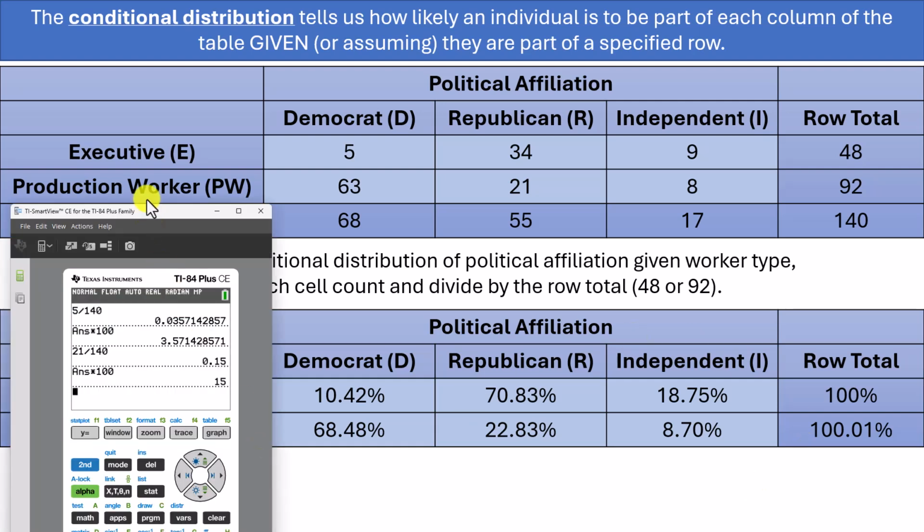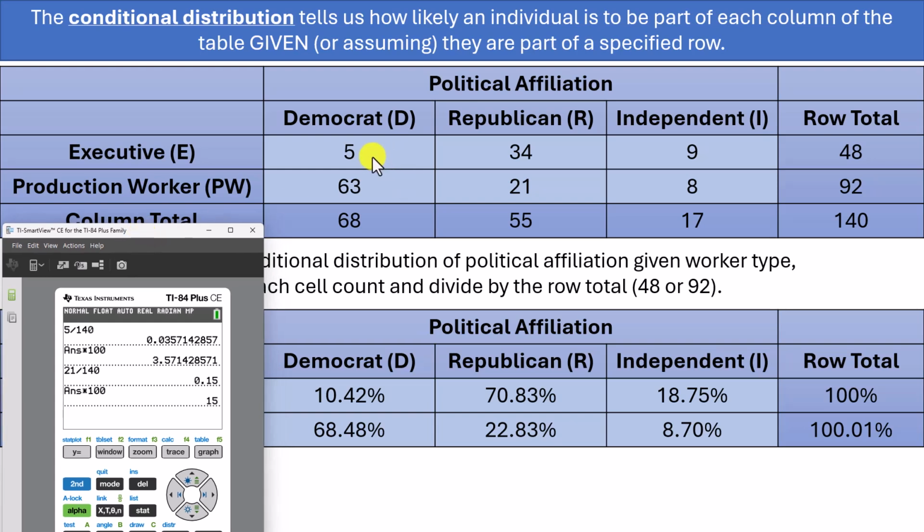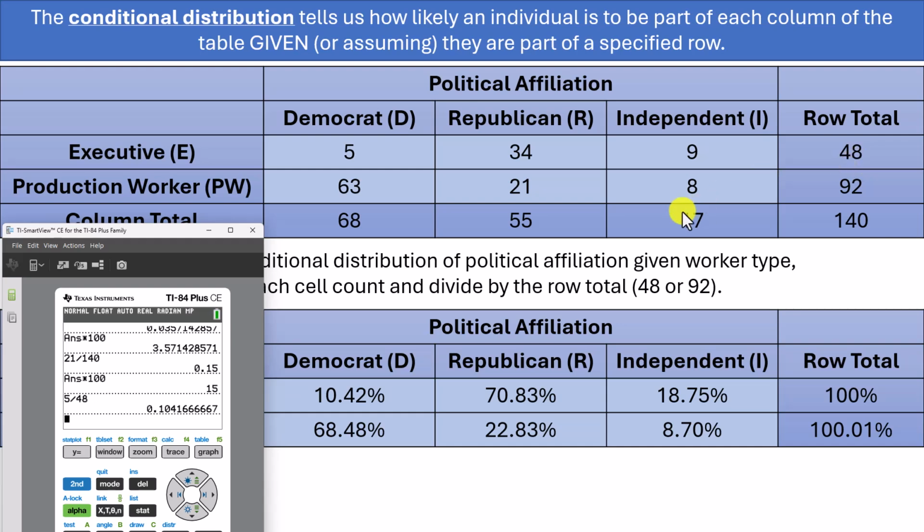If we grab our calculator again, we could take the 5 individuals who are both executives and Democrat and divide this time not by the grand total of 140, but now by the row total of 48. The result will be about 0.1041, or if we multiply by 100, about 10.42%, rounded to 2 decimal places.